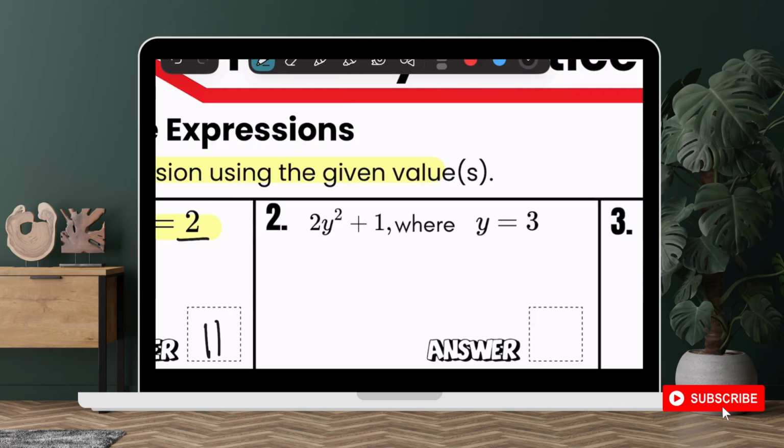So basically, with all of these problems, really the 2 steps that you're going to follow is first, you're going to plug in the unknown value back into the original expression, and then 2, you're going to follow order of operations to evaluate. Okay, you're just going to do the math.